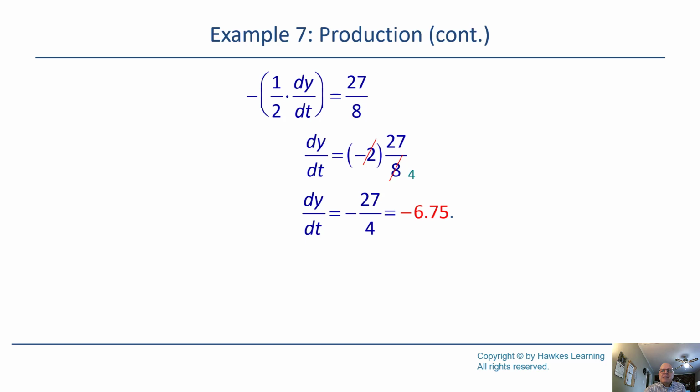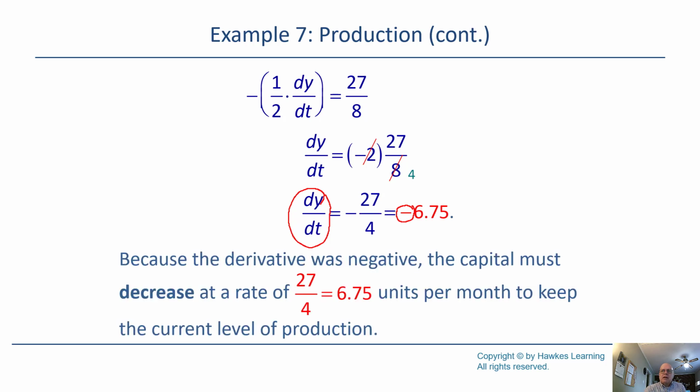In other words, it's decreasing. Remember, calculus is all about rates. So we've got a rate that tells us the y's are decreasing. Since it's negative, capital is decreasing at 6.75 units per month to keep the current level of production. Remember, that was 1,080 units per month.